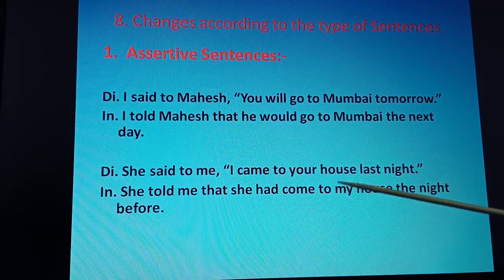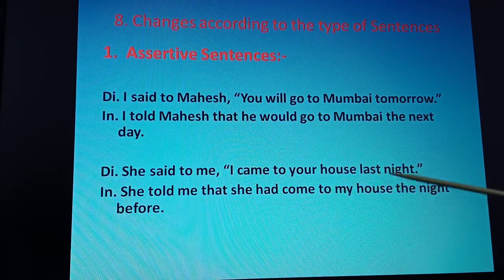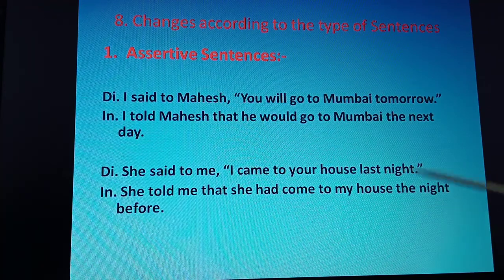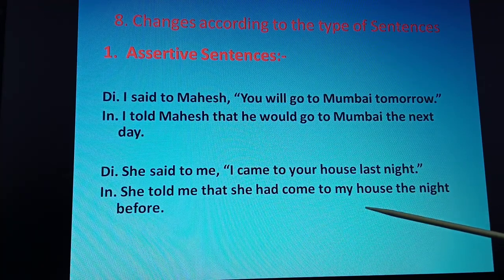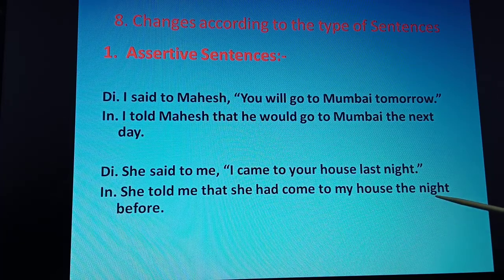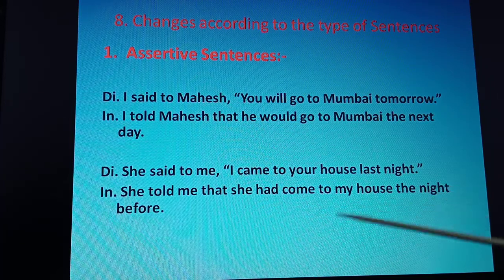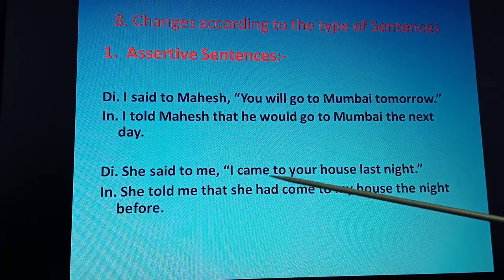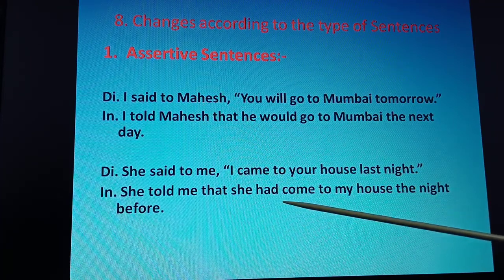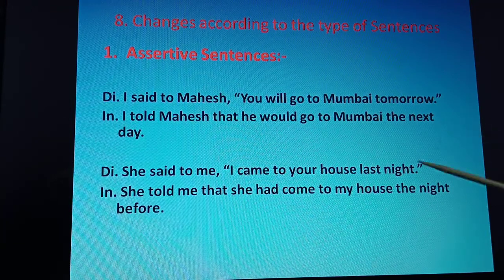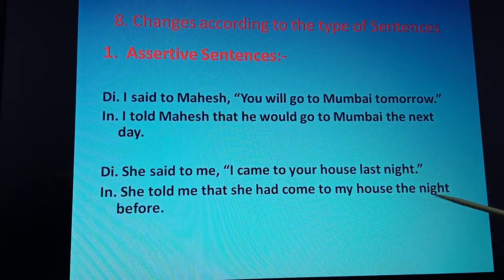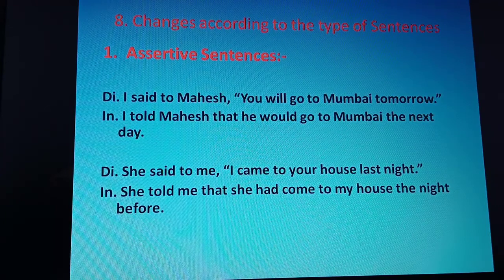Second example: She said to me, "I came to your house last night." Indirect would be: She told me that she had come to my house the night before. Why had come? Simple past, I came. That's why here it is past perfect, she had come. Clear? I changes into she. Last night becomes the night before or the previous night. Check the rule, whether it is followed or not. Clear?